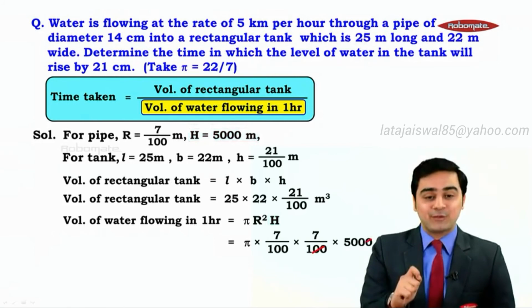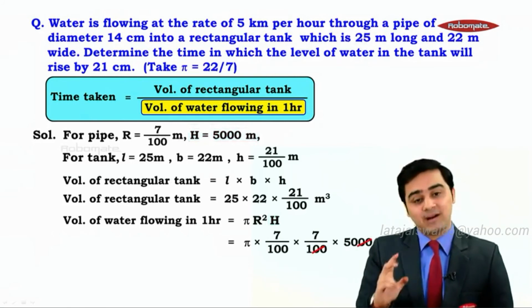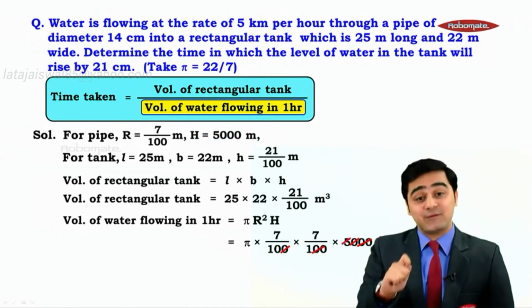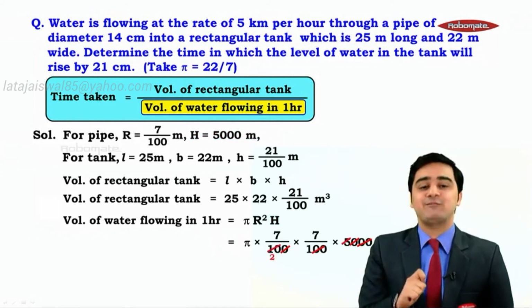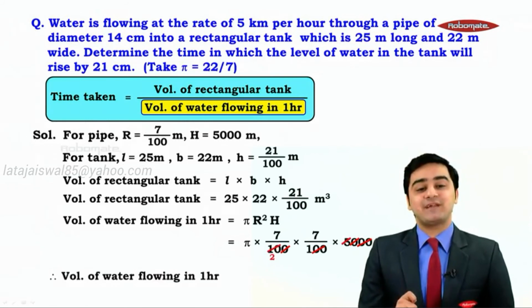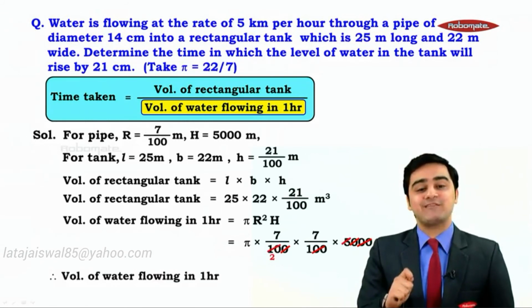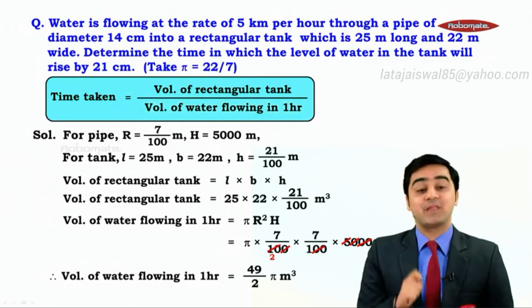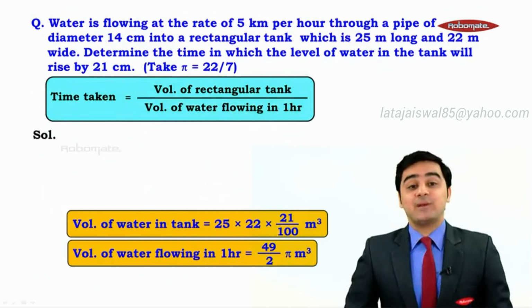Let's proceed further and now let us understand the calculations. First we can cancel 2 zeros and again 2 zeros from 100 and 5000. Also we can cancel one more 0. Next we can cancel 5 and 10. 5 ones are 5, 5 twos are 10. So we are left with pi into 7 upon 2, which is equal to 49 upon 2 pi meter cube.